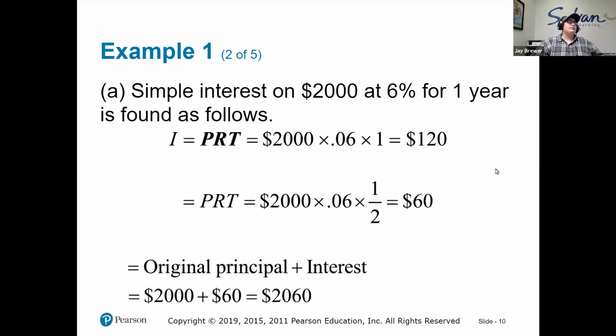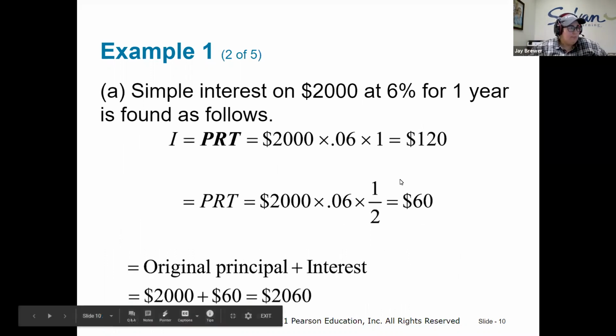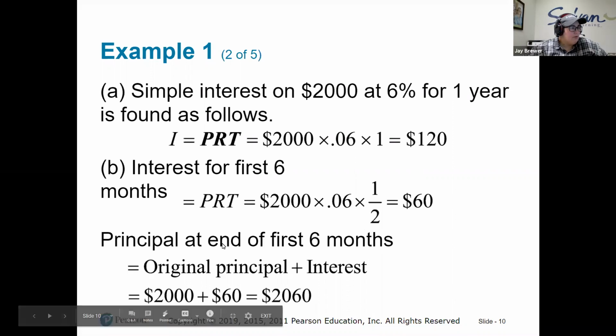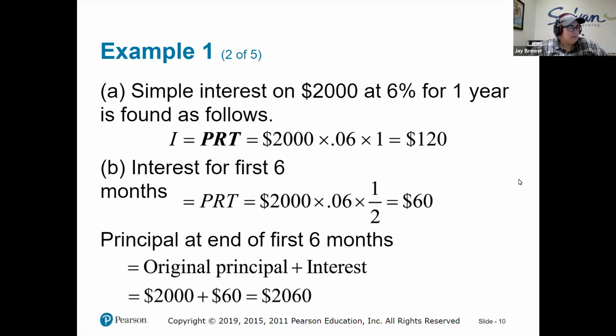Right? A simple interest on $2,000 at 6% for 1 year is as follows. And you guys know how to do this part, okay? Original principal. Here we go. And then you add it up, okay? Now, here's where it gets a little different.